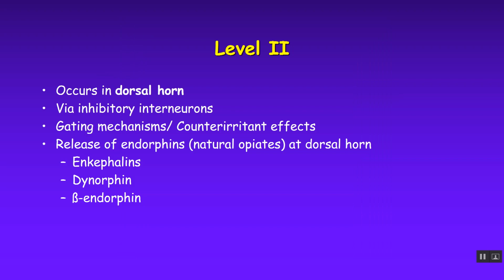Level 2, so now we're moving up to the level 2 of how we try to downregulate pain. This occurs at the dorsal horn, when the pain signal first comes into the back part of the spinal cord. We have little inhibitory interneurons in there, so right at the dorsal horn we can downregulate or inhibit pain using these inhibitory interneurons. Part of this inhibitory interneuron action is through this gating or counter-irritant effect.